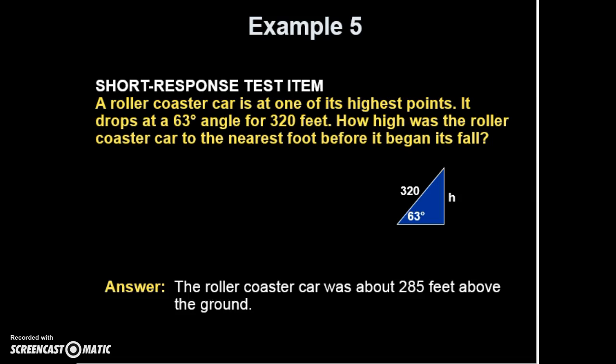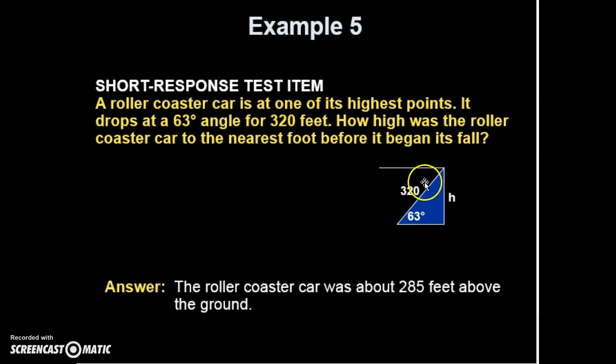All right, one more example. A roller coaster car is at one of its highest points. It drops at a 63-degree angle for 320 feet. How high was the roller coaster car to the nearest foot before it began to fall? Here's something that can be kind of confusing. Here's the horizontal, and this is 63 degrees. But notice that the base of this triangle and that horizontal line are parallel to each other, so we have alternate interior angles.